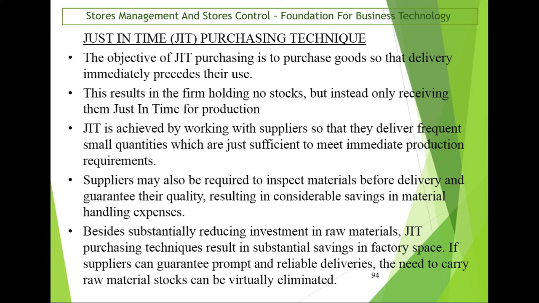So you can see that just in time only works in a situation where supply can be guaranteed, in other words, where you do not have uncertainty. If you are not sure of the supply, you cannot use the just-in-time purchasing technique. One day you just wake up and your supplier does not have stock. Besides substantially reducing investments in raw materials, just-in-time also results in substantial savings in factory space. So you don't need to hire huge factories to keep your raw materials, because you know that your supplier will be on your doorstep the moment that you need to use the materials.